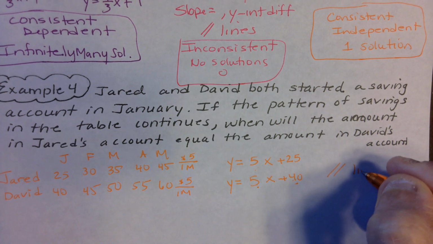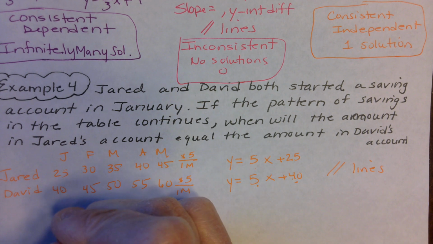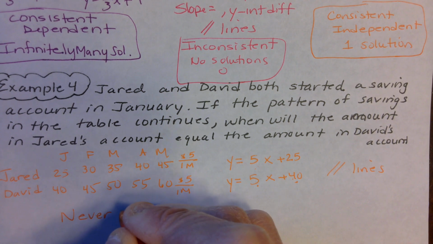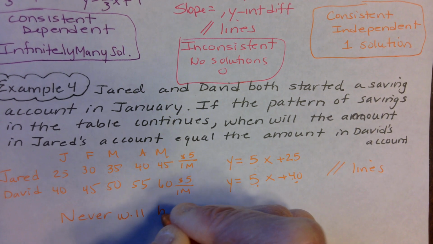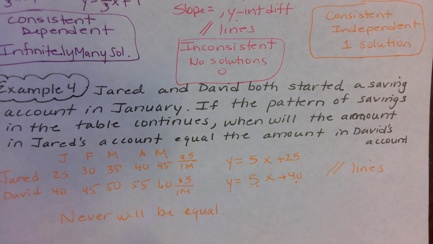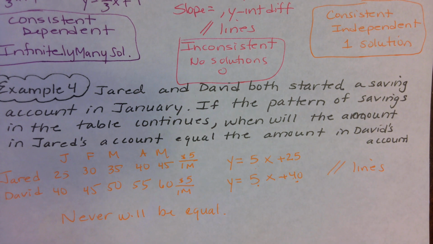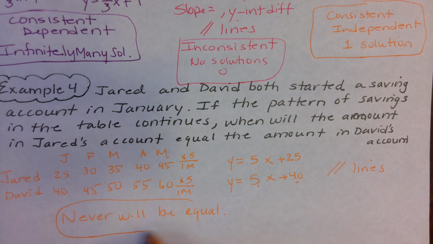Good. Parallel lines. So do parallel lines ever meet? No. So they will never be equal. They'll never have the same amount. And that actually makes sense, I'm sure, logically to you as you're thinking about it. You're starting here, you're starting here, and they're all continually adding the same amount. It's never going to be the same. It might be the same in different months, but not in the same month. So that would be your answer.